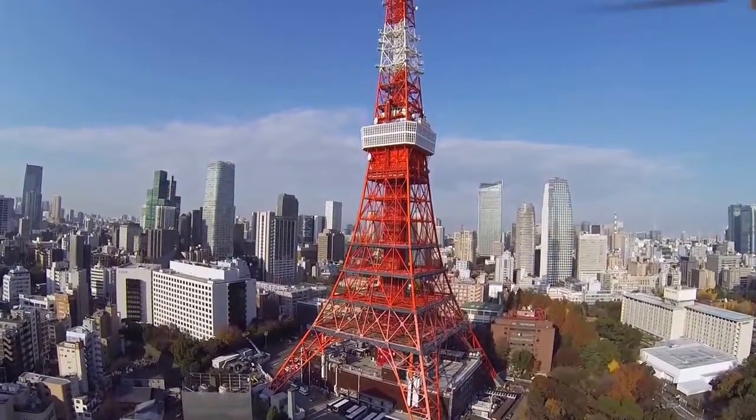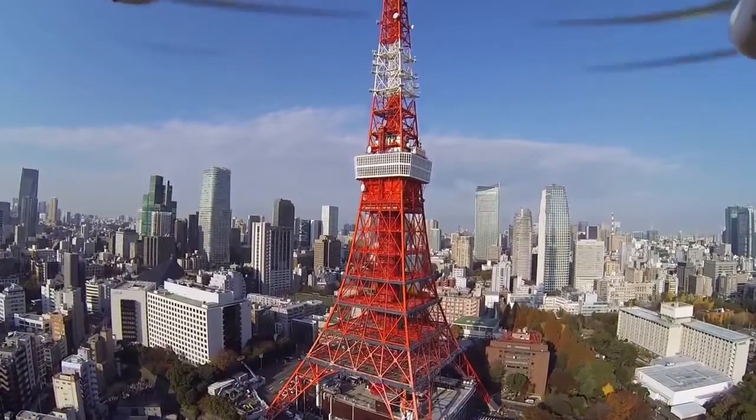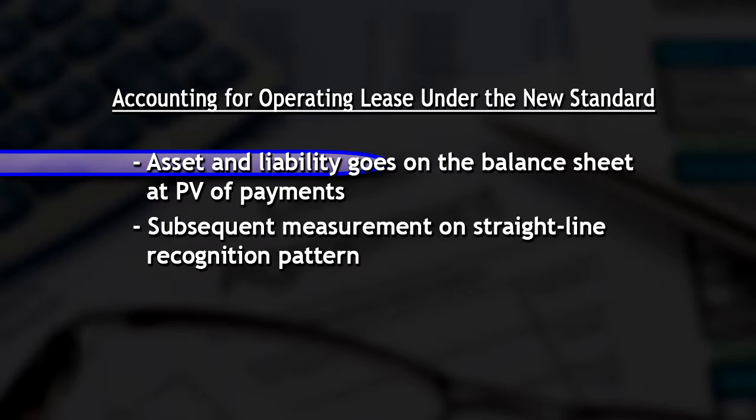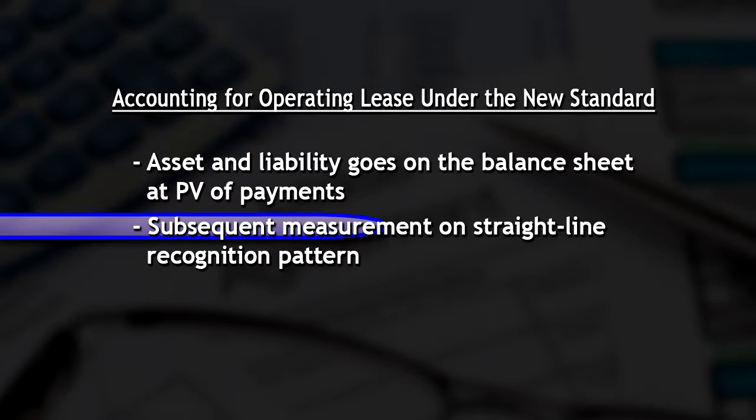It could be a lease for property, rental property in a building. Whatever it ends up being, if it's an operating lease and not a finance lease, then that related asset and liability will go on balance sheet at the present value of the payments for the lease term, and then the subsequent measurement will be a straight line recognition pattern, which will be very similar to today's straight line recognition pattern for long-term operating leases. The difference will be that the asset and liability goes on balance sheet, and that is different from today's operating leases.